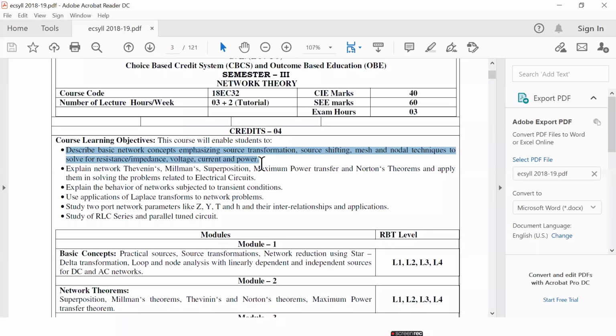After that, how to convert one form of source into another form of source. That is nothing but source transformation. Later, we'll discuss source shifting. Once those things are covered, what you mean by mesh, node, and later mesh analysis for the networks and node analysis for the networks. All those things will be discussed, and we'll solve numerous problems on those concepts.